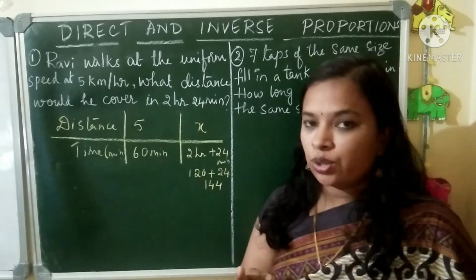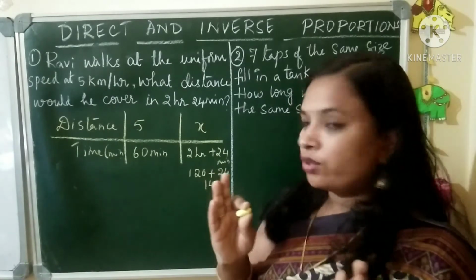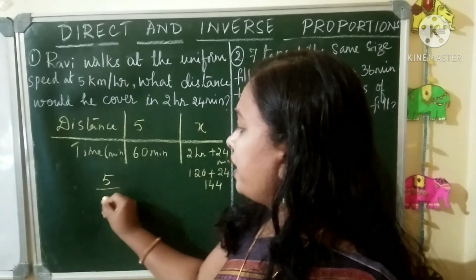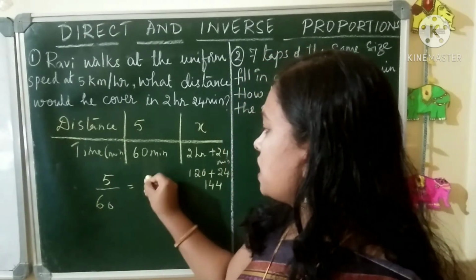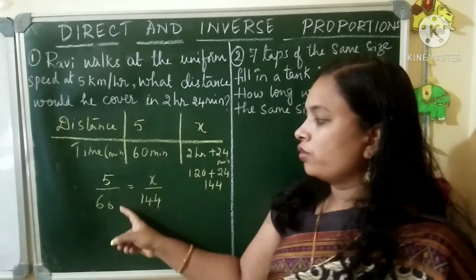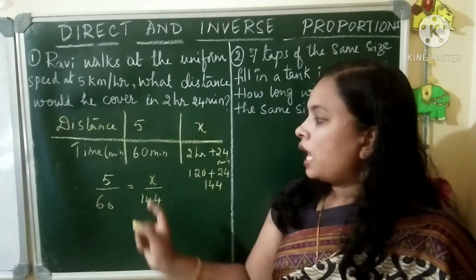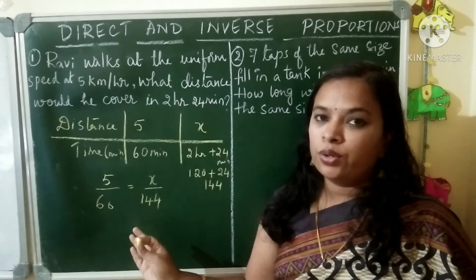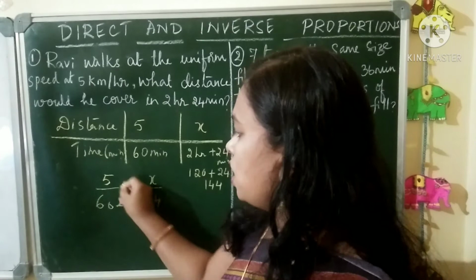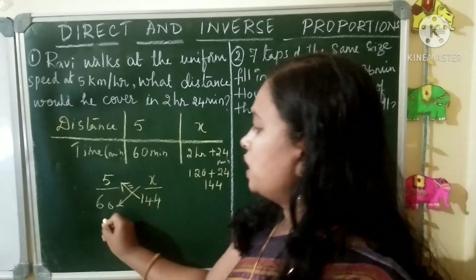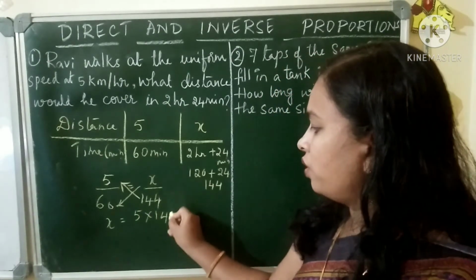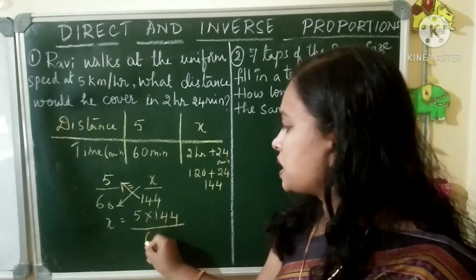So what is the ratio here? You have to write down the ratio, and like this you need to write down 5 divided by 60 is equal to x divided by 144. So you are going to write the ratio of it. And then after this, you people know you need to cross multiply and find out the value. That's it, you will get the answer. So do the cross multiplication. Here x will be equal to 5 into 144 divided by 60.